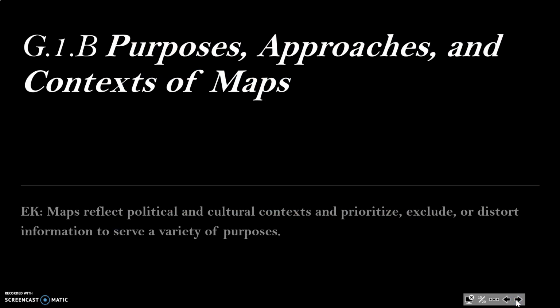All right, so next we're going to look at G1B, and this is the purposes, approaches, and context of maps. And the essential knowledge here is that maps reflect political and cultural context and prioritize, exclude, or distort information to serve a variety of purposes. So you learned last year about bias. Maps also have bias depending on who is making the map or who's paying to have the map made and what information are they trying to tell us, and are they taking any information out either to trick us or because it's not necessary for us to know for their purpose.